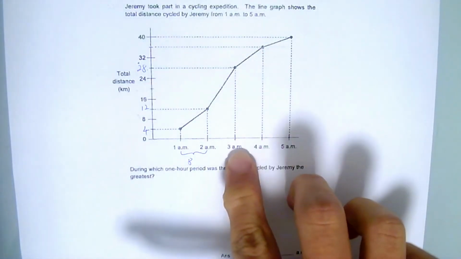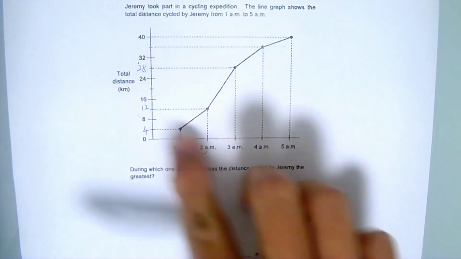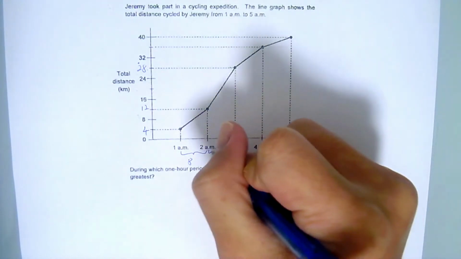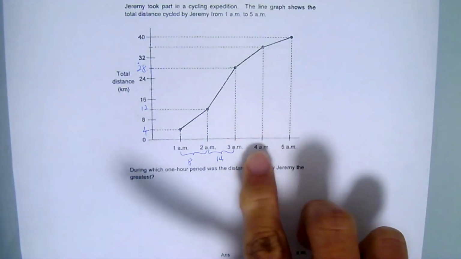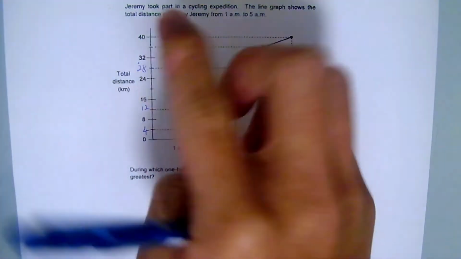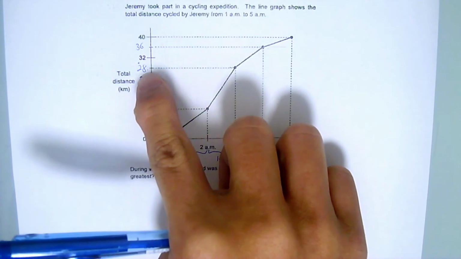Okay, 2 a.m. to 3 a.m. is 28 from 12. So 28 minus 12 will be 14 km. So from here to here is 14 km. Now let's look at 4 a.m. 4 a.m. over here will be 4 above 32, which is 36. So it's 36 minus 28, that will be 8 km.